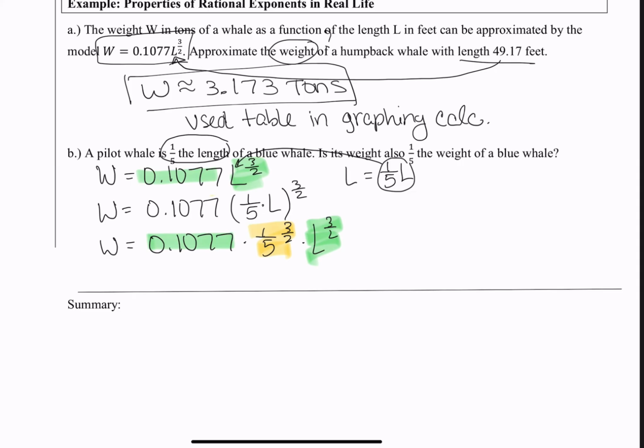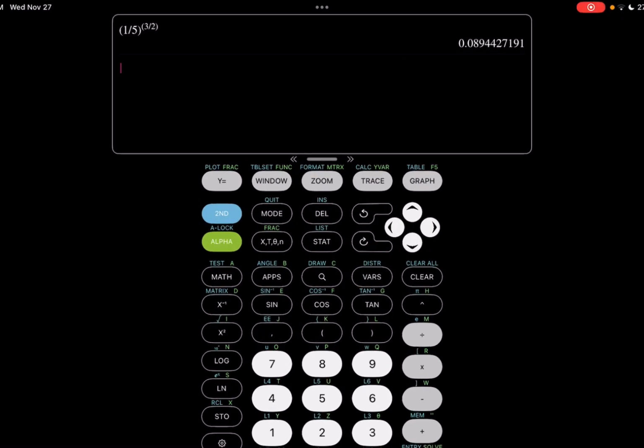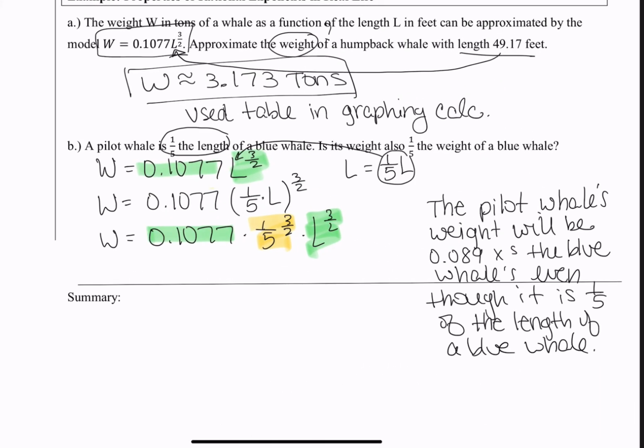Now, I don't think that that's the same as 1/5. Let's actually get a number for that using our calculator. So that is 0.089, whereas 1/5, if you don't know this, is 0.2. So in fact, the weight is not going to be 1/5 just because the length is now 1/5. It's actually going to be 0.089 times. So the pilot whale's weight will be 0.089 times the blue whale's, even though it is 1/5 of the length of the blue whale.